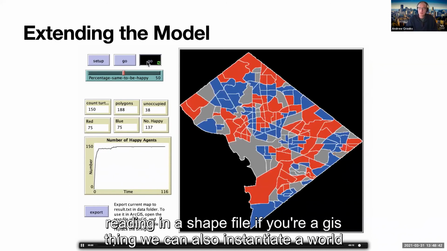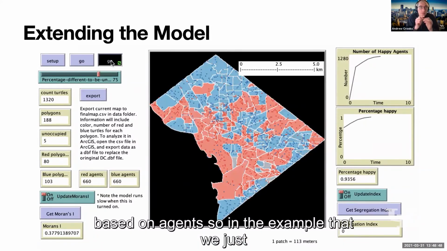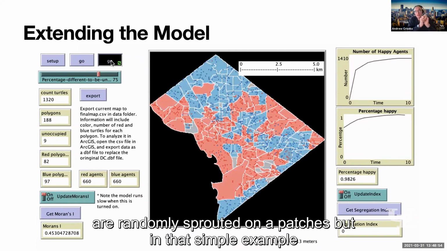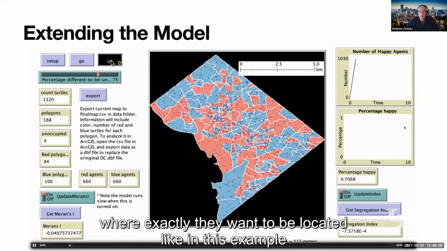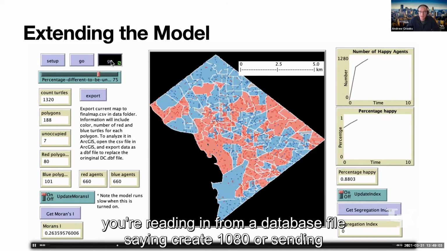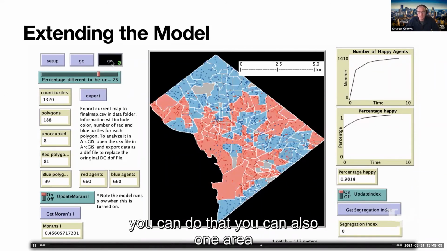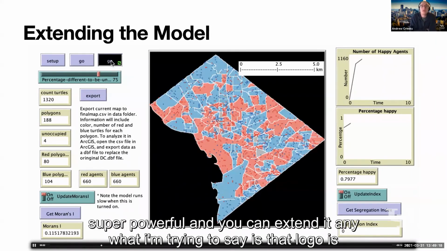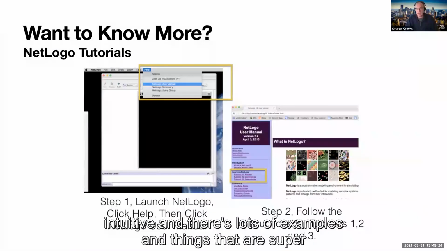We can also instantiate a world based on agents. In the example that we were going through earlier, the agents in that simple example are randomly sprouted on the patches. But if you have data to tell the agents where exactly they want to be located, like in this example, you're reading in from a database file saying create X number of red agents in this one area, you can do that. You can also do lots of spatial statistics and program many things in NetLogo. What I'm trying to say is NetLogo is super powerful and you can extend it any way you want. And the graphical user interfaces and things are super intuitive.